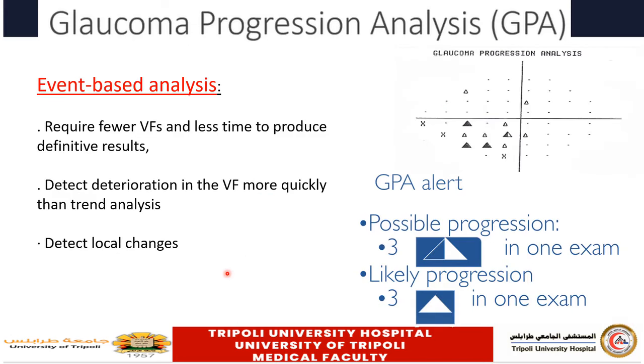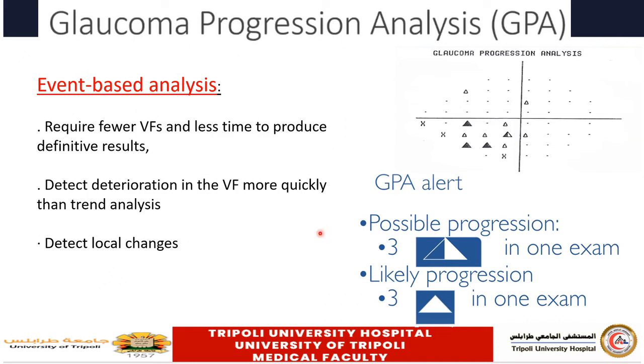The event analysis, this is where we compare the successive visual fields point by point. So it gives a very good idea about the focal defects, and it is shorter in time as compared to the trend analysis. Trend analysis needs a very long time and needs multiple visual fields to establish a trend. However, event analysis requires less time and fewer visual fields after the two basic visual fields to detect if there are changes in the focal points in the visual fields.